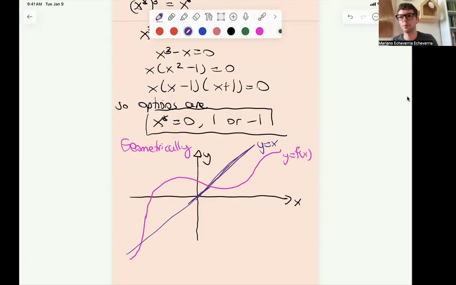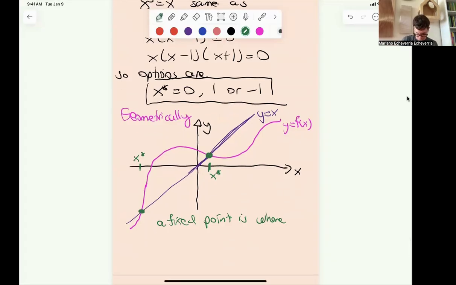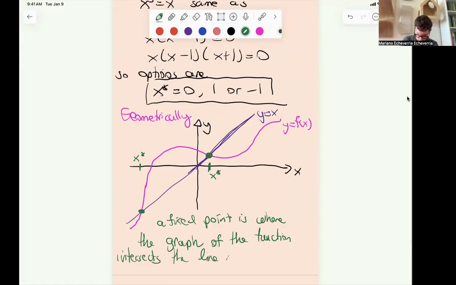Right. So from this perspective, what is a fixed point? A fixed point corresponds to the points where the graph of the function intersects the line y equals x, right? Well, the point refers to the x value, but they're the same because of how it's built. So in this case, a fixed point is where the graph of the function intersects the line y equals x. Is that making sense?